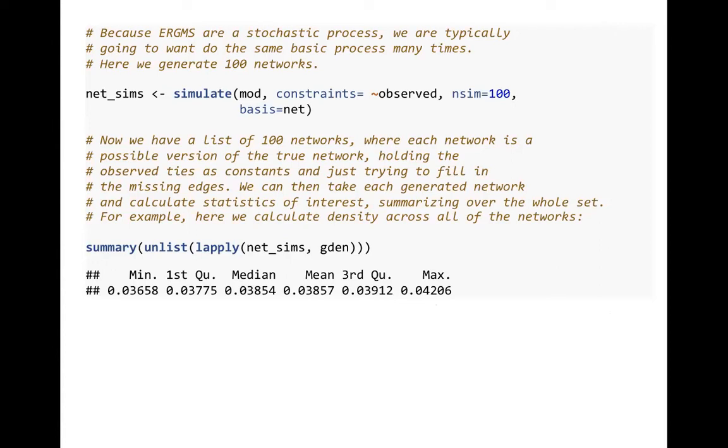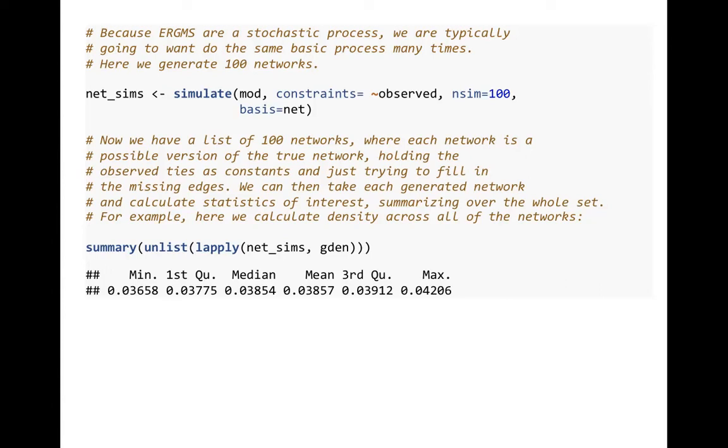Well, you could basically use those 100 networks as inputs into your own analysis. Each time, you use the imputed network as the version of the network to calculate your statistic of interest, or to use as inputs in a simulation, depending on what the analysis looks like. In this case, I've just done a simple summary on the density of the 100 networks, just to get a sense of the range of values.